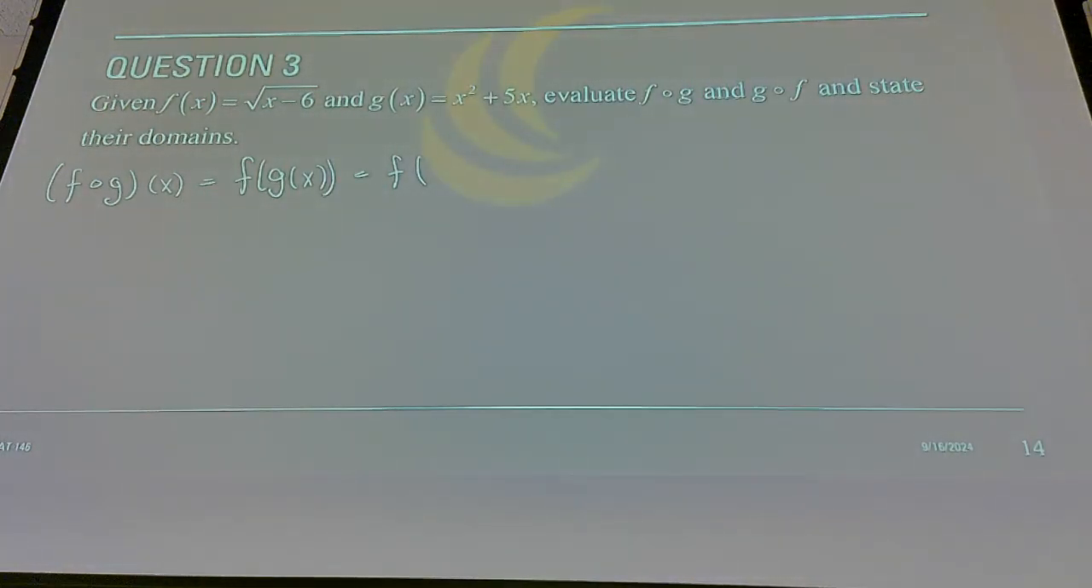What's G of X? What, you're asking what the domain of G of X is? No, just what is G of X? X squared plus 5x. So it's F of X squared plus 5X. Everywhere you see an X in the definition for F, replace it with X squared plus 5X.